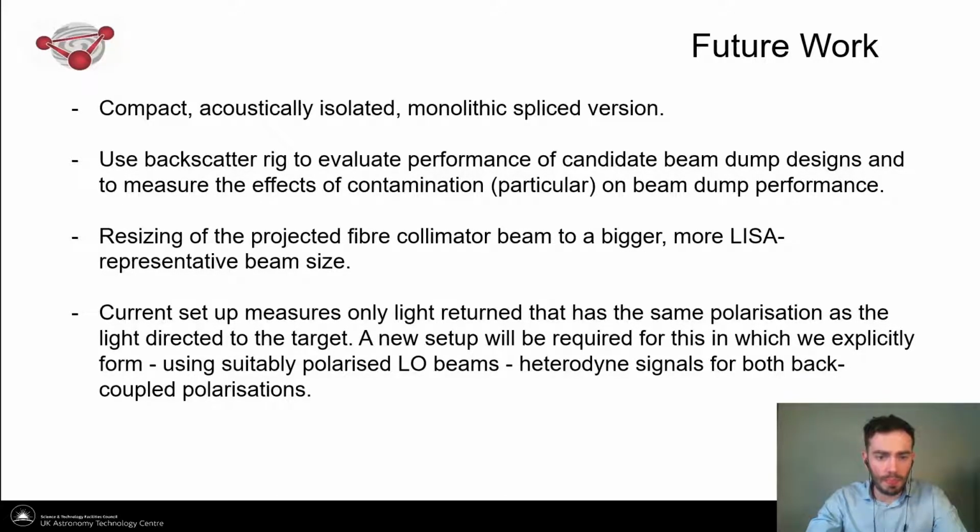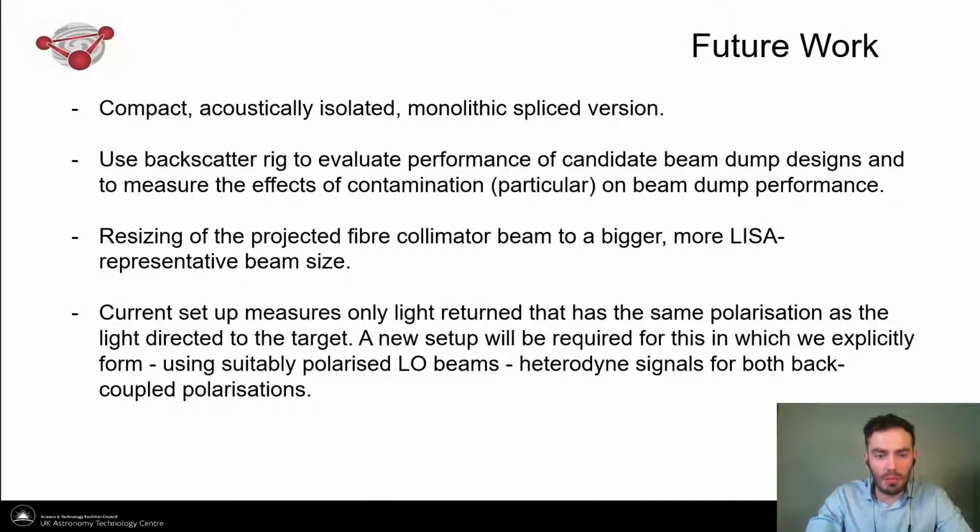Then, hopefully we can aim this spliced backscatter rig at a real beam dump in order to measure its performance. And if that is successful, we can investigate the effects of beam dump surface contamination on its performance. This is important as contamination is expected to be the dominating scattering mechanism for stray light from the beam dumps. Next, we plan to improve the fibre collimator section so that we can better emulate the expected beam profile incident on the beam dumps.